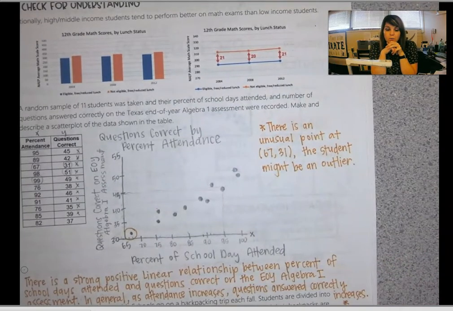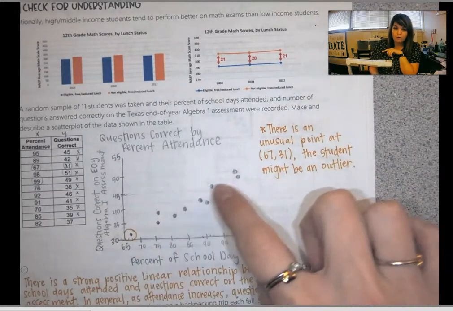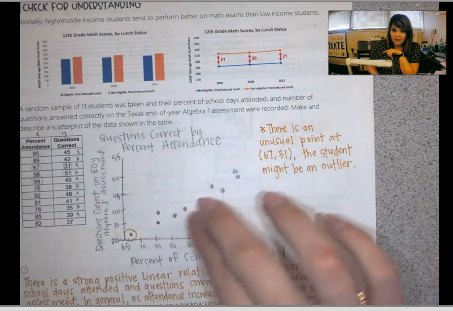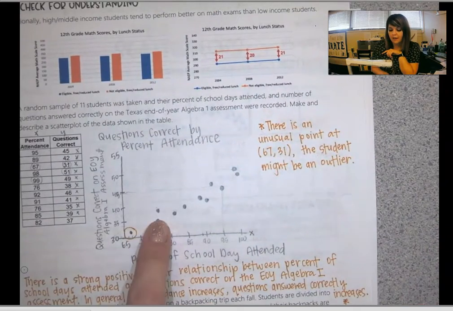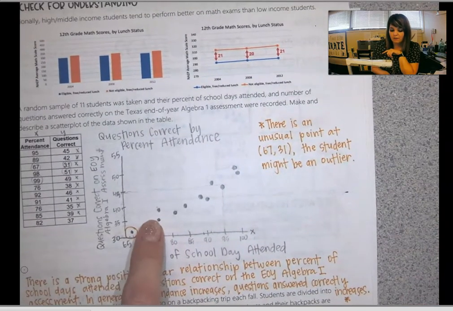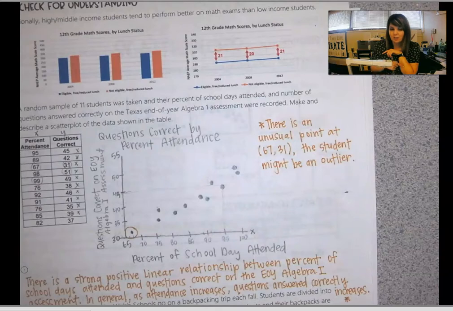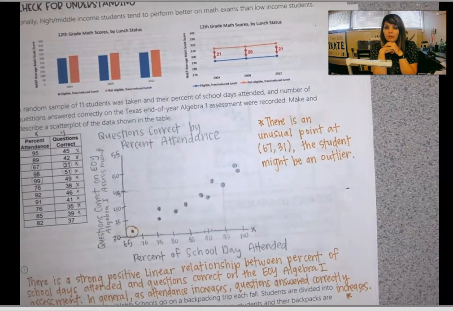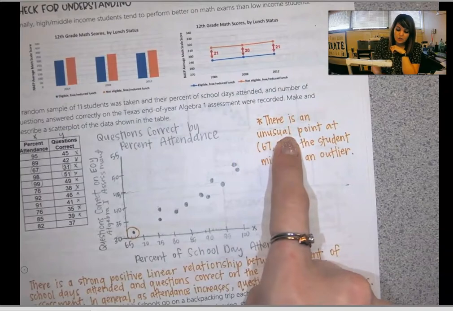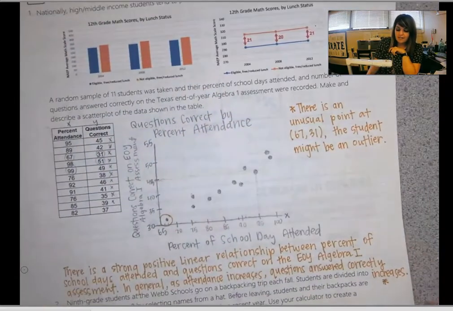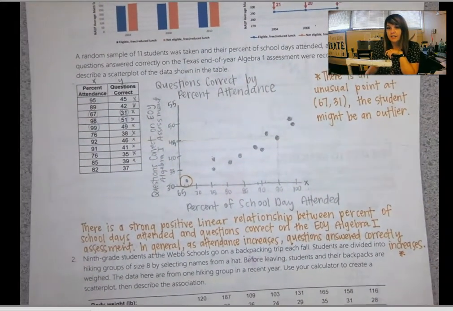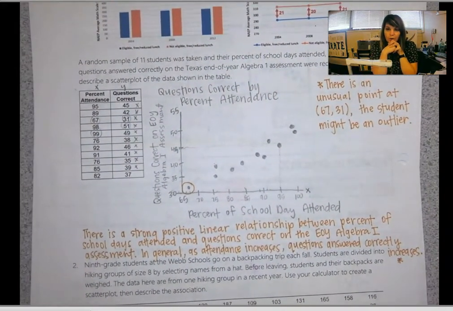There is an unusual point at 67,31. The student might be an outlier. So he does follow the form. He is in line in the pattern of this scatter plot, but he is farther away from these points. Like, he's farther away from this point than any other point is from each other, so he could potentially be an outlier. Notice the phrasing that I used: unusual point. So this is our phrasing for our percent attendance and our questions correct.